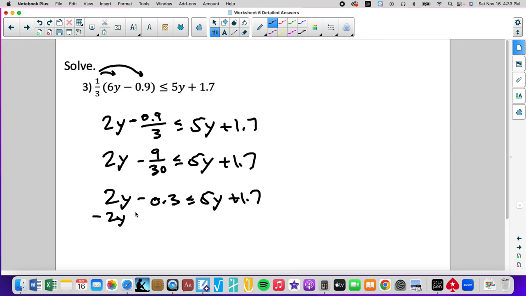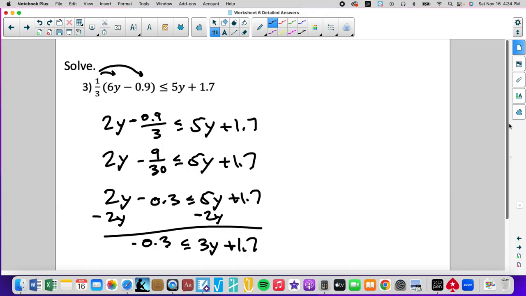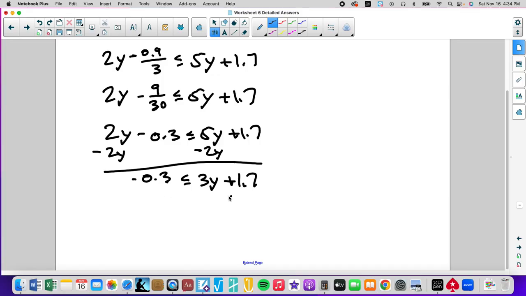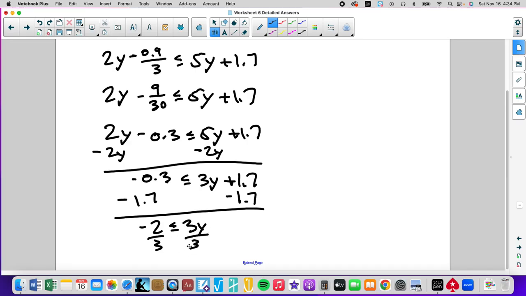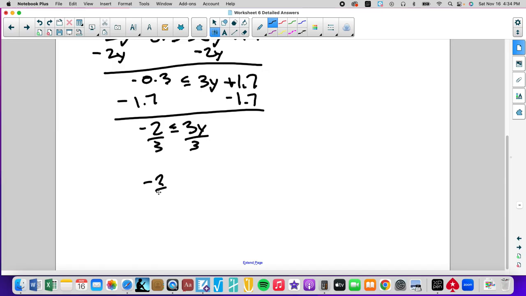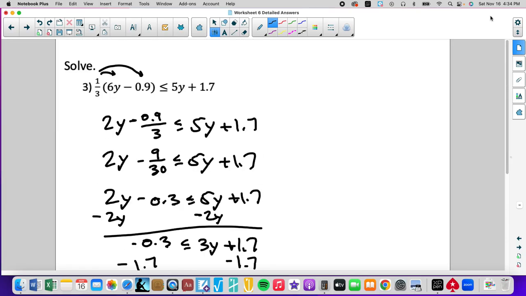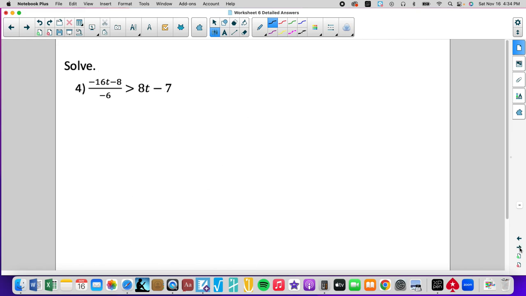Move the variable again. 2y. Negative 0.3 is less than or equal to 3y plus 1.7. Let's now move, and that's negative 2 is less than or equal to 3y, divided by 3, divided by 3. Negative 2/3 is less than or equal to y. Just say that we have to graph it too? Nope, just solve.